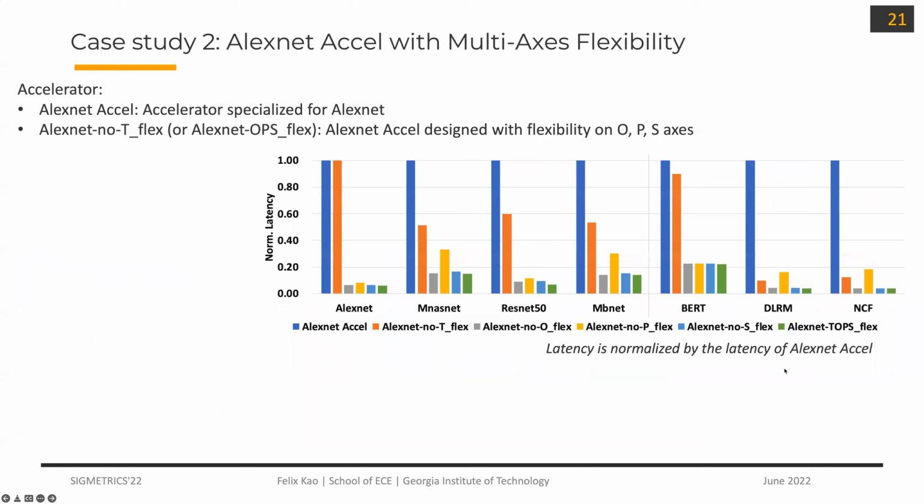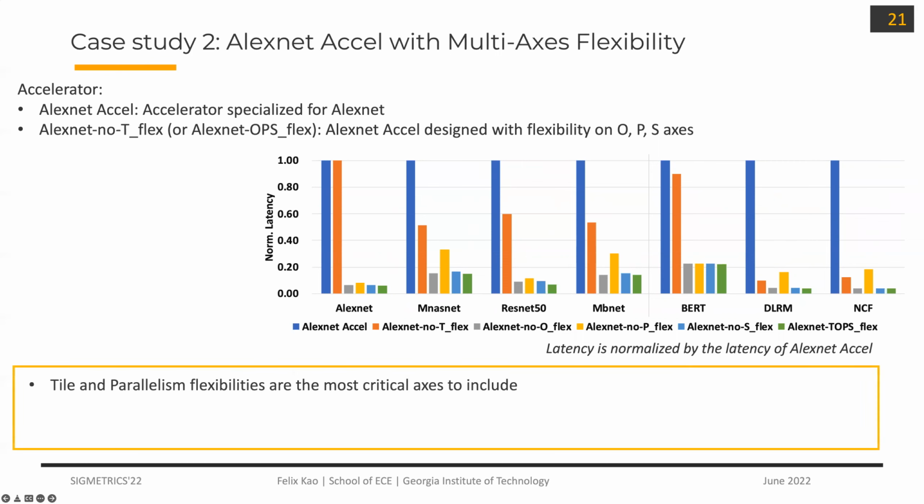Next, let's add more flexibility into the Alexnet accelerator. We do this experiment in a sensitivity analysis way, where we enable 3 out of 4 mapping axes to see how critical each mapping axis is. For example, Alexnet no T-flex means Alexnet with all mapping axes except tile. First of all, we show a baseline, which is the green bar. The green bar means all the mapping axes are enabled, which is the most flexible and will be the most powerful one.